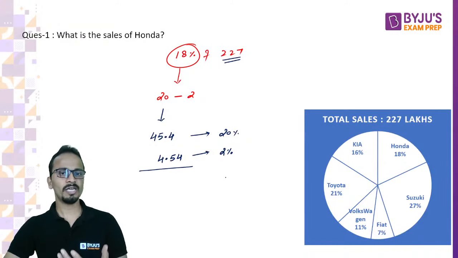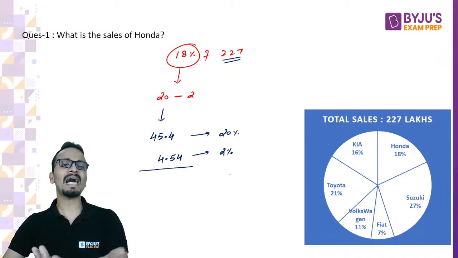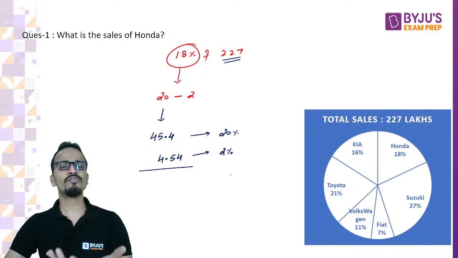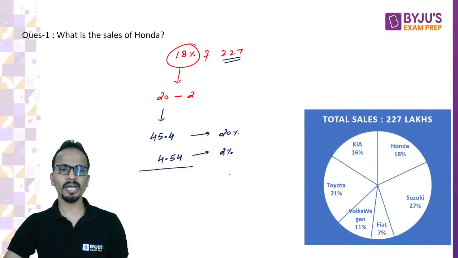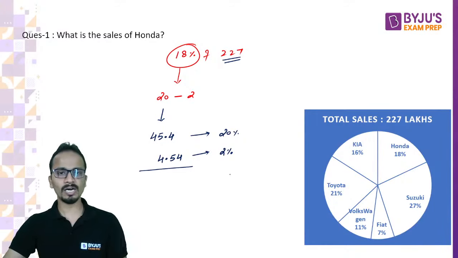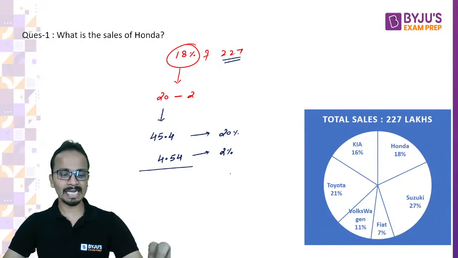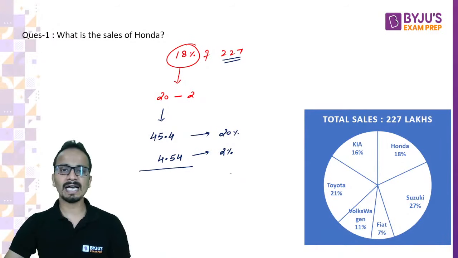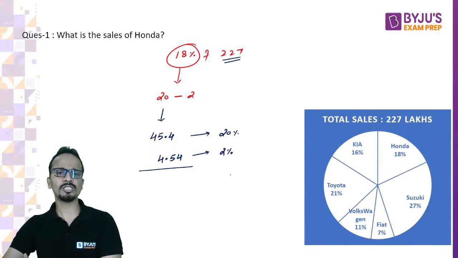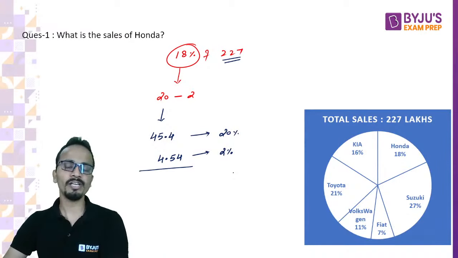Fine. So if you want to understand, like if you want to do the approximation, I can say that my answer will be somewhere around 40-41%. So no need to find the exact answer if there is only one option which is somewhere around 40-41.